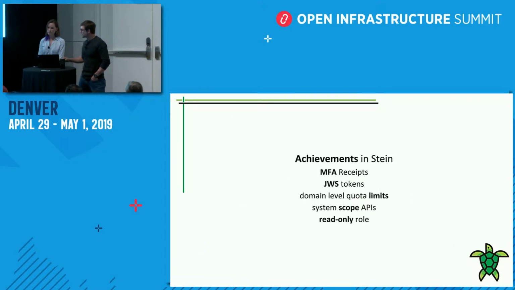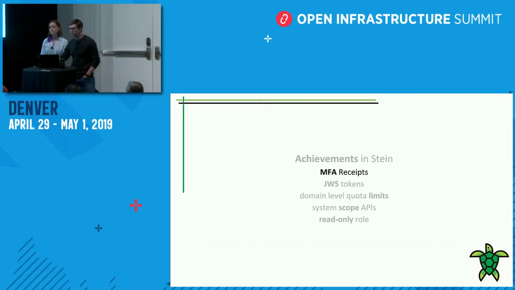So some of the things that we worked on during the Stein release, right off the bat, the implementation was ready to go, and it was ready to go early. We merged support for MFA receipts. If you're unfamiliar with MFA receipts, they actually help users step through the authentication process to get a token when they have MFA enabled on their account. So it's a real big plus from a user experience perspective.